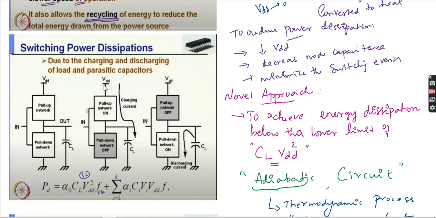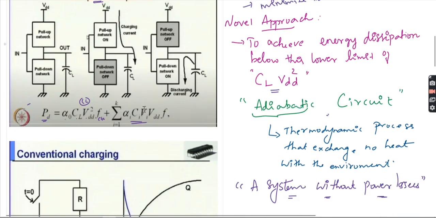Then there will be the parasitic capacitance, like the node capacitance. So the sum of the node capacitance and the load capacitance will give the power dissipation. This is what we previously studied in the switching power dissipation, in the previous cases.